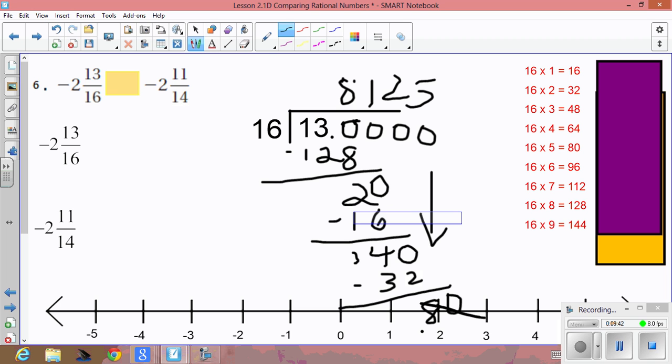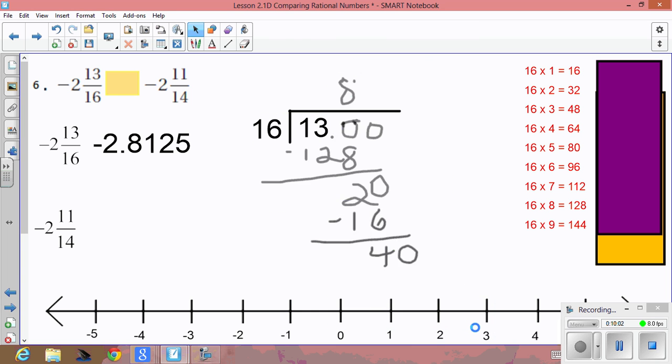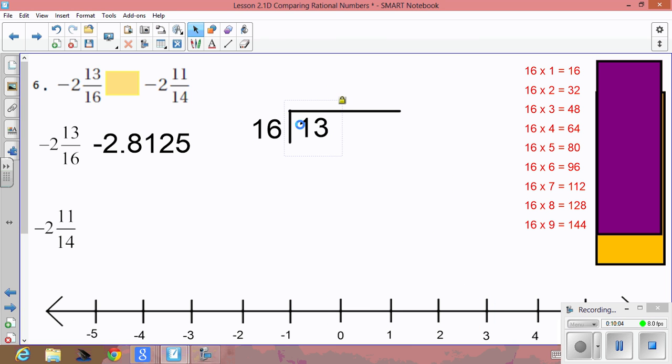So negative 2 and 13/16 equals negative 2 and 8,125 thousandths. Okay, there you go. I typed that in for you. So now what we're going to do is take our next fraction, and we are going to divide that out as well.